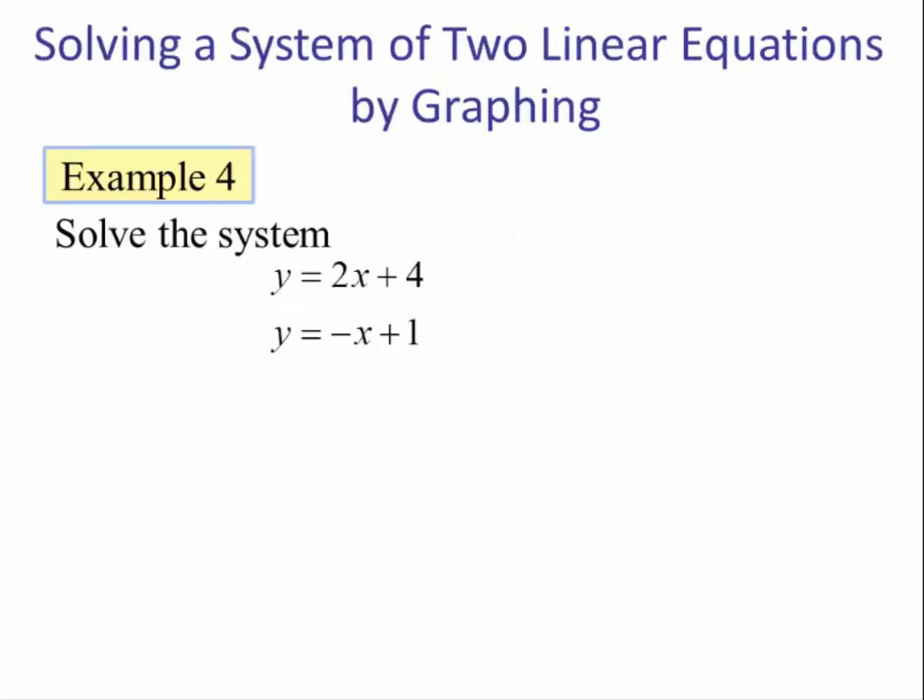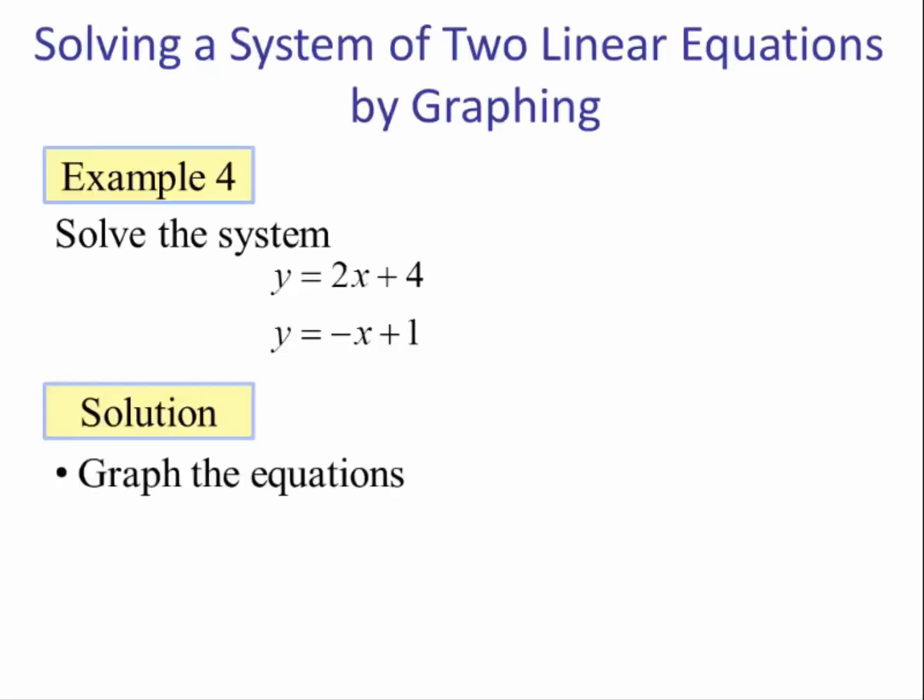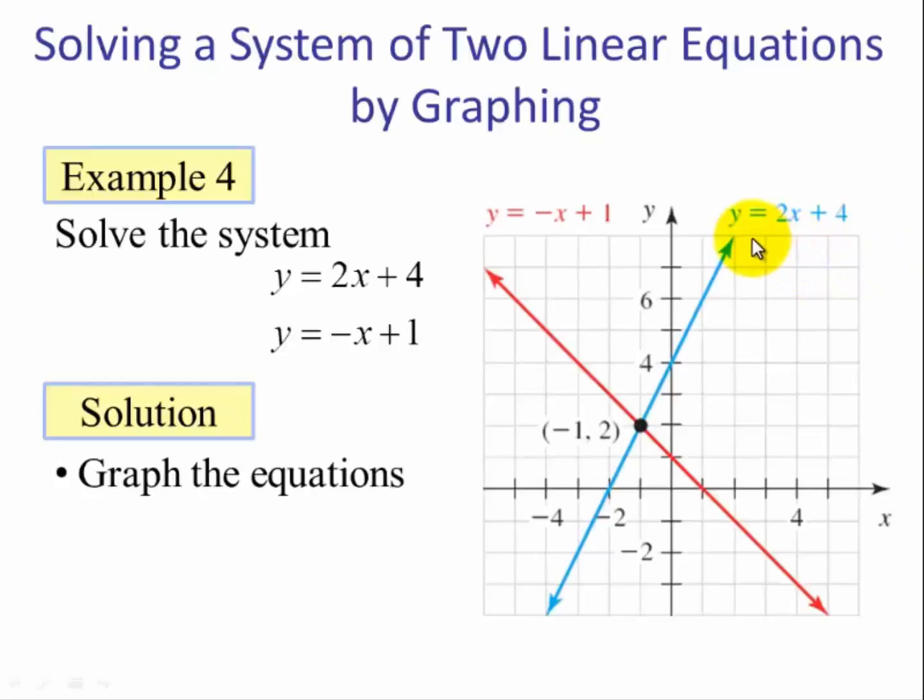Example 4. Solve the system y equals 2x plus 4 and y equals negative x plus 1. Solution. We graph the equations. So for y equals 2x plus 4, the y-intercept is 4. Then we do our slope, 2 over 1. We go up 2 over 1, or we can go down 2 over 1.